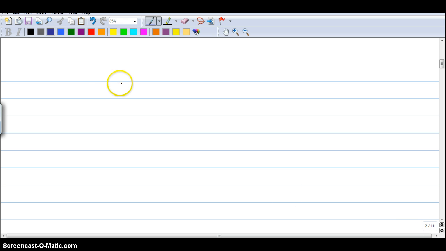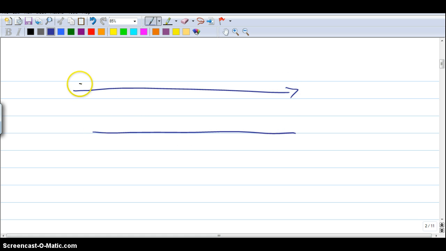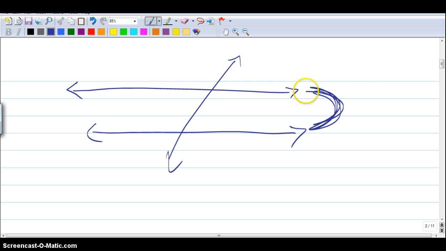So pretty much this is what's going to happen. Most of your assignments are going to look like this. Of course, this is all ugly here. Two lines, and then a line that goes this way. These lines right here are the parallel lines, and this line is the transversal.